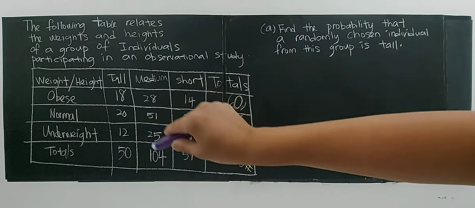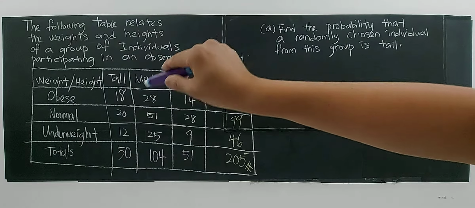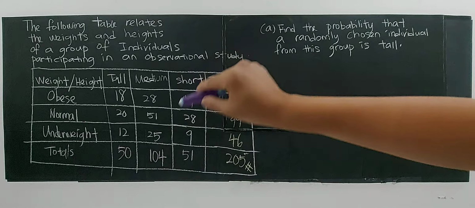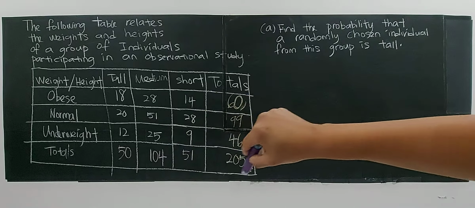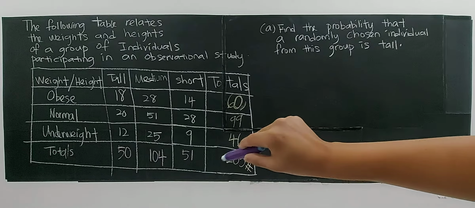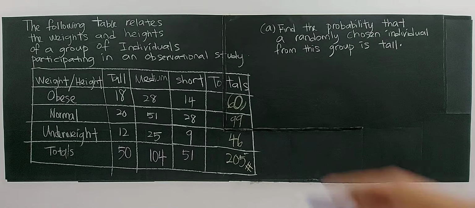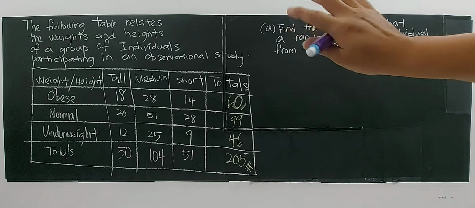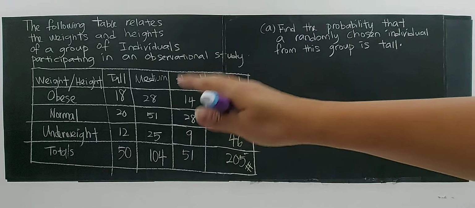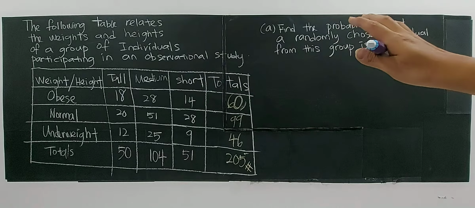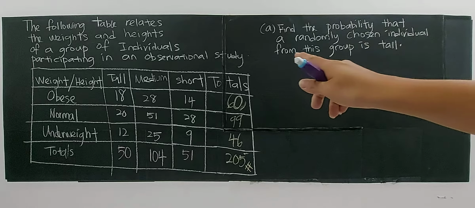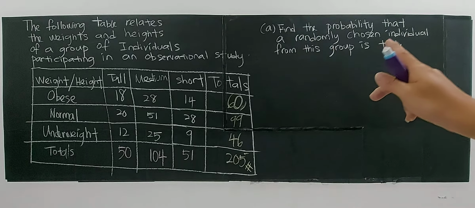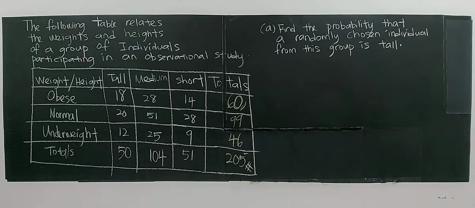Total up, this will be the medium height, right? This is the total number of individuals with medium height. So all you total up, you get 205, and this also you get 205. Okay, we have completed the table of outcomes. Now let's answer the questions, using this contingency table to help us find the probability. Find the probability that a randomly chosen individual from this group is tall.